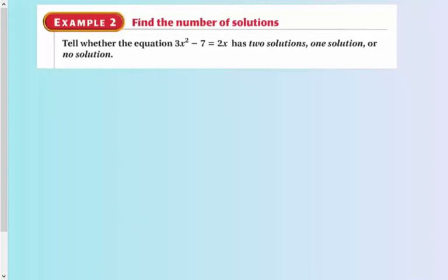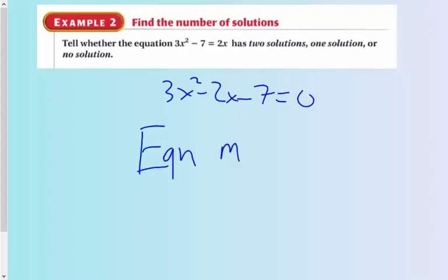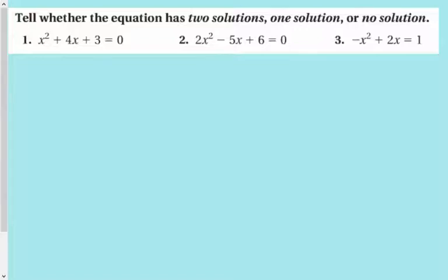If it's not equal to 0, just make sure that you move the terms around so that it is equal to 0. So the equation must equal 0 in order to do this. Before you start plugging in your numbers, just make sure you get everything on the same side. Not going to go through that.